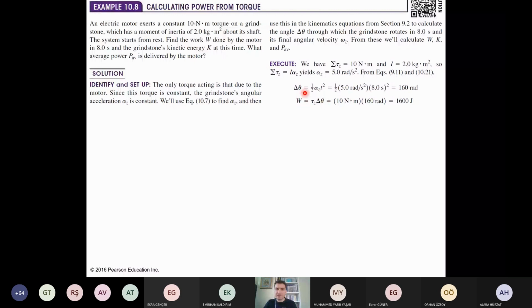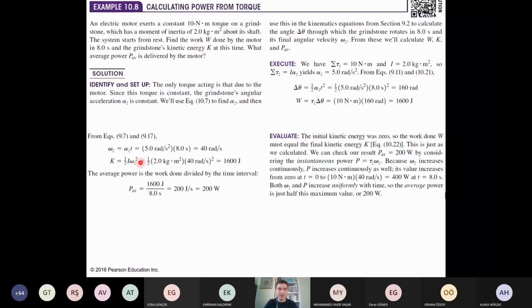Then torque is given, and we can calculate the total work done on this grindstone, which is 1600 joule. Okay, so we have found the work, and what about the kinetic energy? In order to find the kinetic energy, you can use this relation on the left side. Kinetic energy is 1/2 I omega z squared. So I know the I. What about the omega z, the angular velocity?